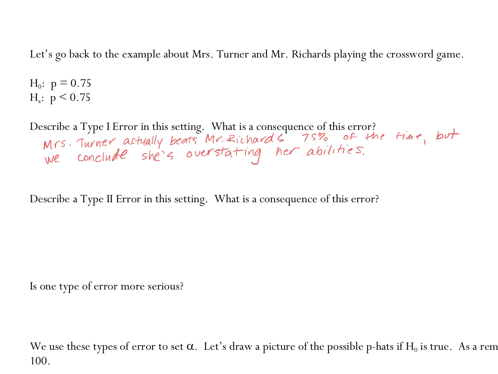One of the things, and this will take a second for us to get to, is that the reason we do this is we want to think through the consequences of each type of error. What would be a consequence if we ran this test and we concluded that Mrs. Turner is overstating her abilities? What would we do? Tell her she's cocky? Yeah, in fact, what we might do is falsely accuse her of lying.